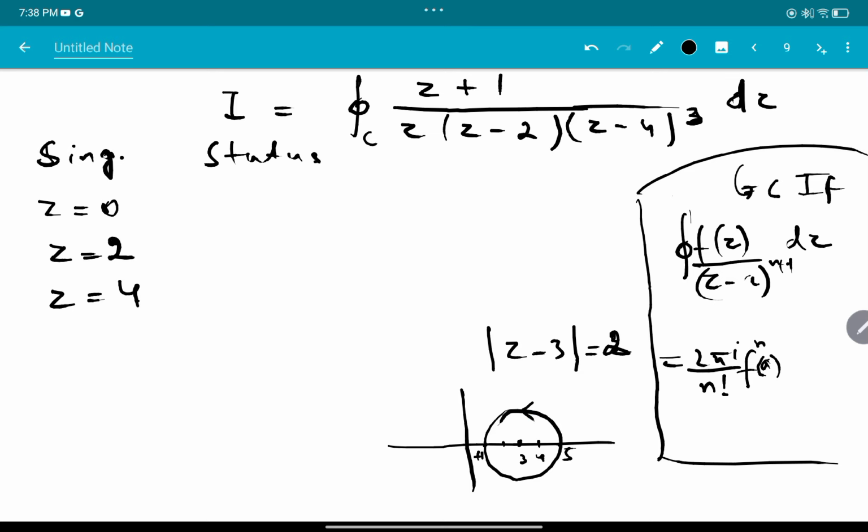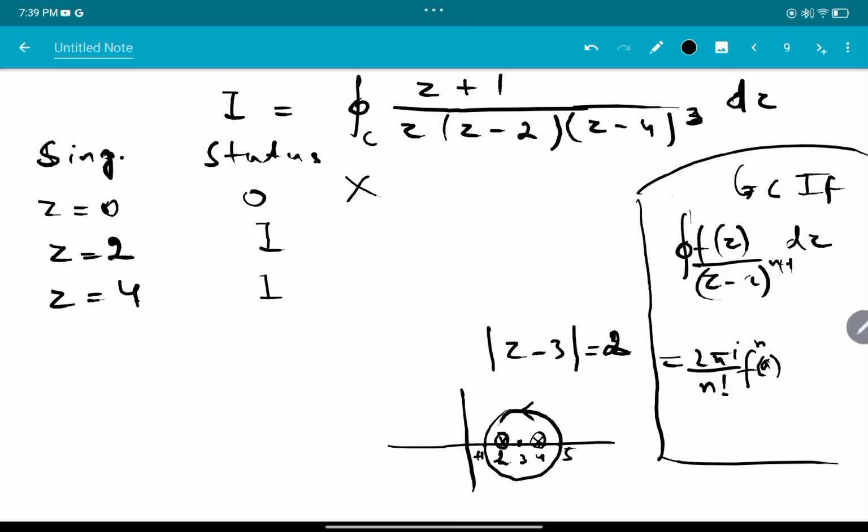Now let us see which of the singularities are within this path. z equal to 0 is outside, so it is not of my concern. z equal to 2 is inside, the cross that I showed here. z equal to 4 is also inside. So one is outside and the two are inside.